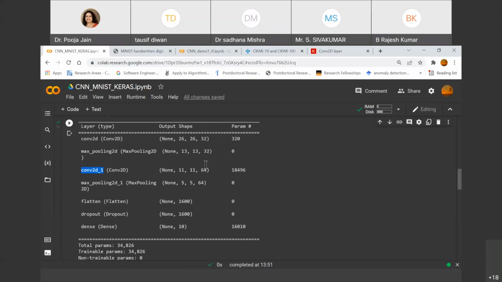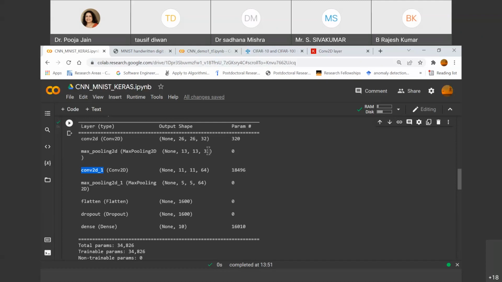See, this 3 cross 3 filter is applied on a volume having depth 32. How are the parameters calculated? 3 multiplied by 3 multiplied by 32. These many weights are there plus 1 bias. Okay. So these are the number of parameters associated with a single filter. How many filters are we applying? 64, and the entire effect comes out to 18,496.